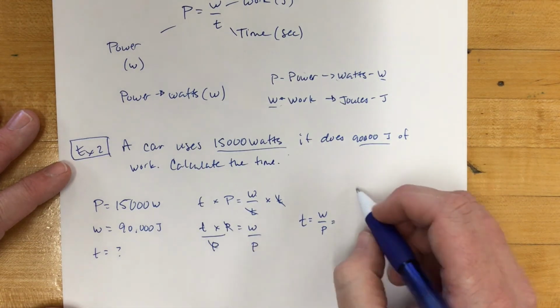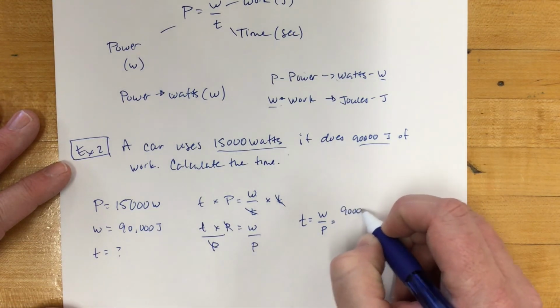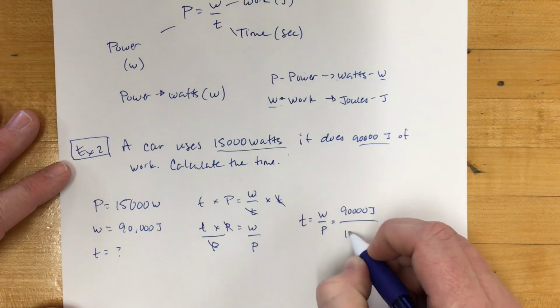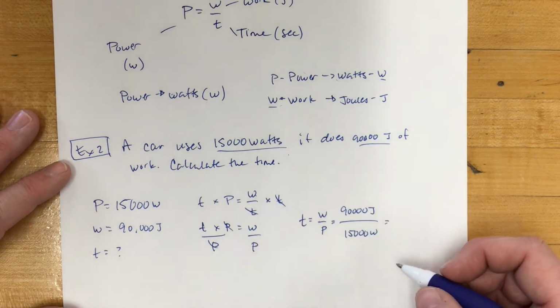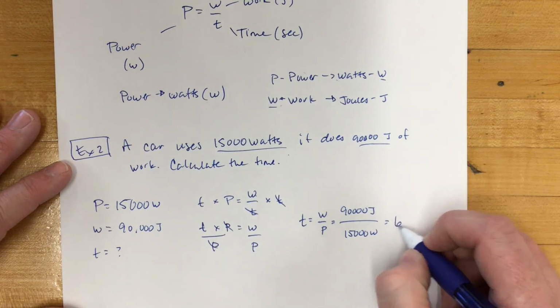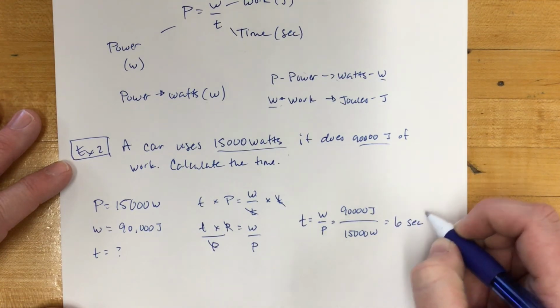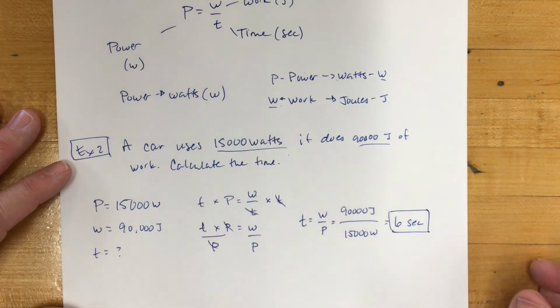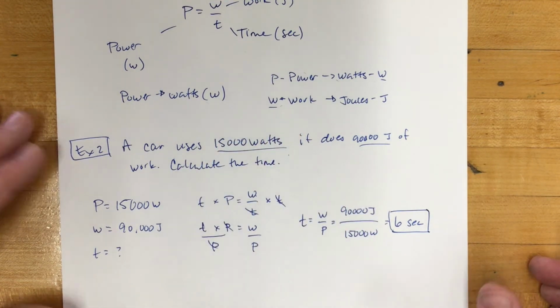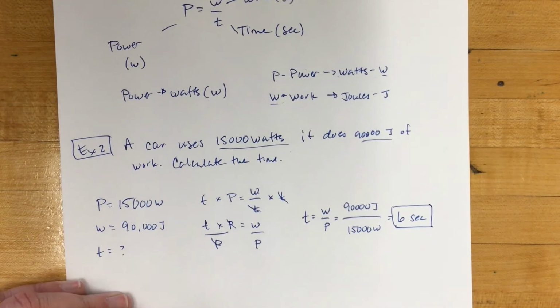Well, now I can put my numbers in there. I've got 90,000 joules over 15,000 watts. 90,000 divided by 15,000 gives me 6 seconds for the time that I have there. And this would be a situation where I just have power, work, and time.